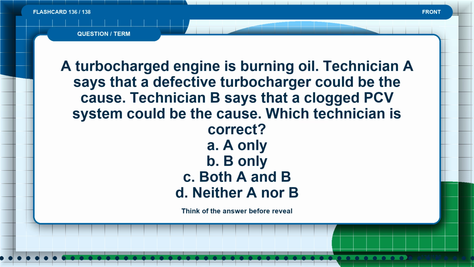Flashcard 136. A turbocharged engine is burning oil. Technician A says that a defective turbocharger could be the cause. Technician B says that a clogged PCV system could be the cause. Which technician is correct? A only, B only, C both A and B, D neither A nor B. Pause and think of the answer before the reveal.